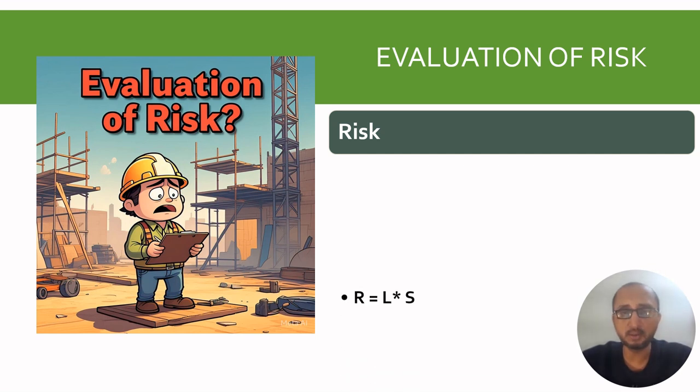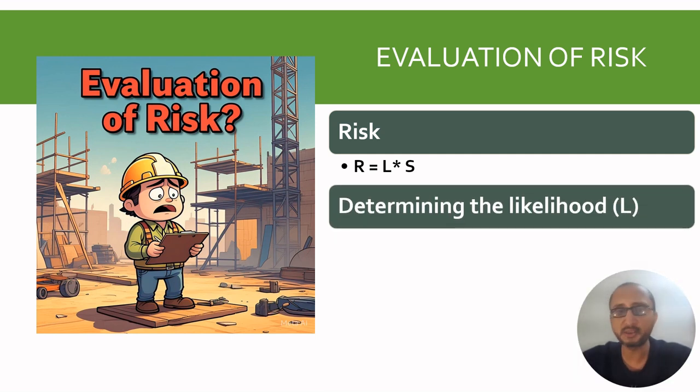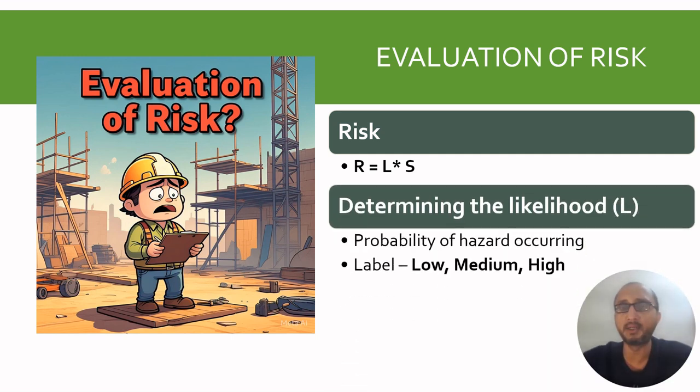Now let's understand how we evaluate the risk. We represent the risk with R, which is a combination of likelihood and severity. First we determine the likelihood, which is the probability that a hazard will occur and cause harm. And then we label it as low, medium, or high.